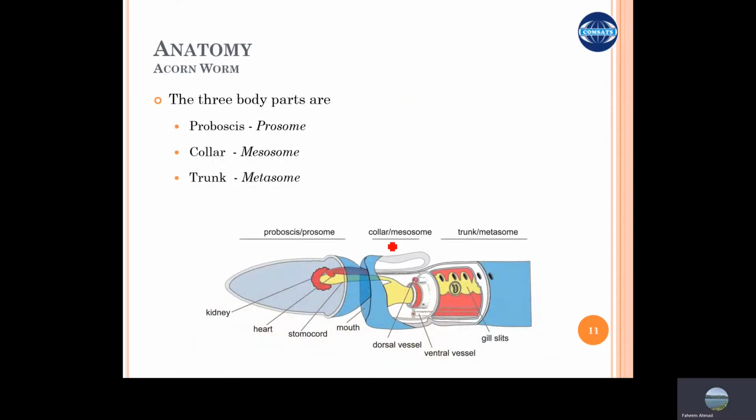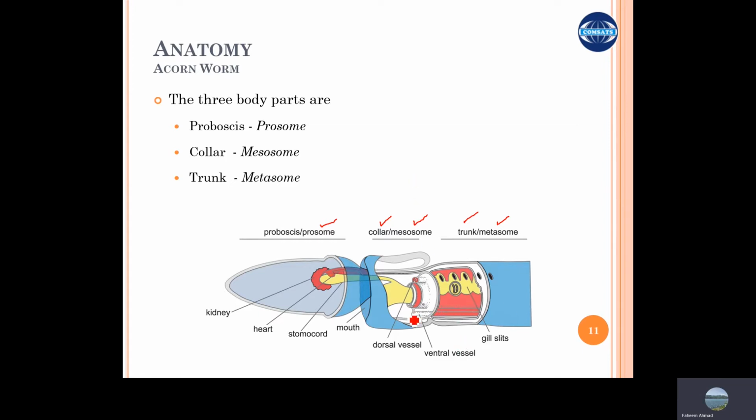So if we talk about the general anatomy, you see the animal has three body parts. The first is called the proboscis, or prosome. The second part is called the collar, or mesosome, because it is in the middle, meso. And the metasome, the distal part, is the trunk or the abdomen, right? So prosome, mesosome, and metasome are the three parts of the body.